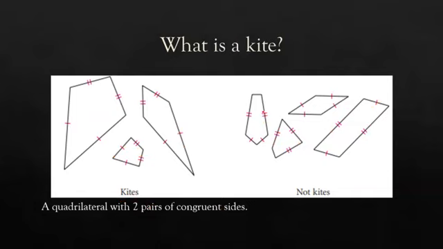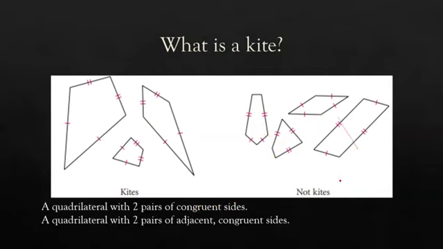This one has two pair, but it's not a quadrilateral. This one, all four of them are the same, so I guess it doesn't have two pair. Let's fix this definition a little bit. What about a quadrilateral with two pairs of adjacent congruent sides? That knocks this one out. These are not adjacent where they're congruent. These are adjacent where they're congruent. These are adjacent where they're congruent.